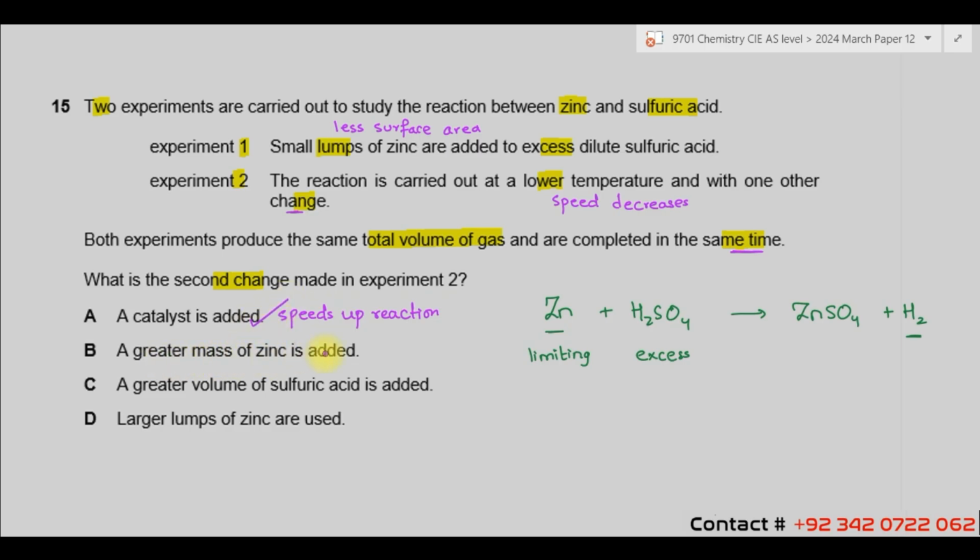A greater mass of zinc is added. Now zinc is the limiting reagent, so if amount of zinc is increased, volume of hydrogen also increases. But it says it produces the same volume, so we cannot increase mass of zinc. A greater volume of sulfuric acid is added. It does not affect the reaction because it is already in excess. Larger lumps of zinc are used. Larger lumps means even more decreased surface area.